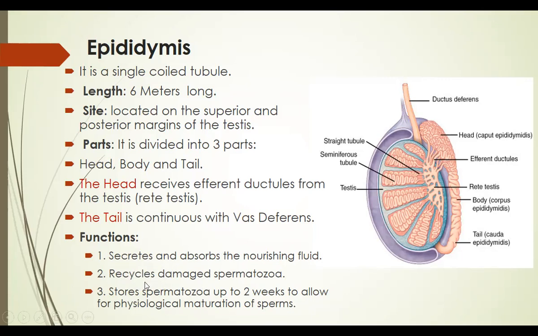Then it also stores the spermatozoa for up to 2 weeks. Why does it keep the sperms here for 2 weeks? To allow for physiological maturation of the sperms. The sperms which are produced in the testes are not mature enough. Okay, so they are matured in the epididymis by storage here for 2 weeks, as well as by nourishment from the same epididymis, so that the sperms actually become mature and motile.